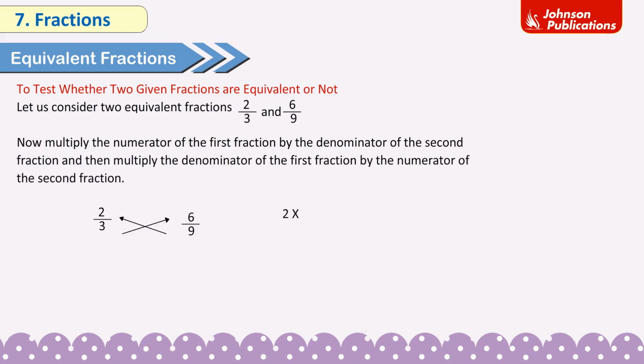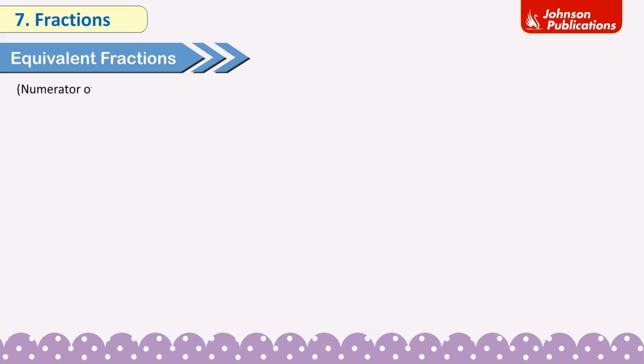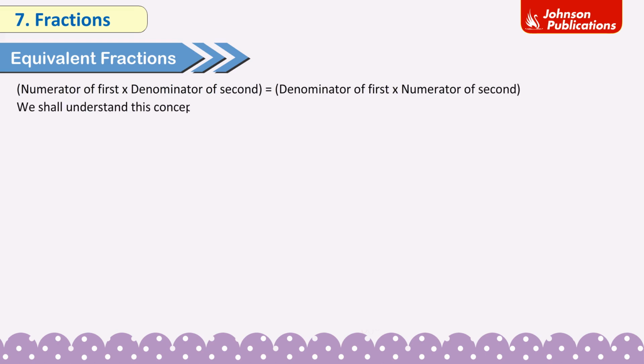2 multiplied by 9 is equal to 18. 3 multiplied by 6 is equal to 18. We find that the two cross products are equal. So we may conclude that two fractions are equivalent if the cross products are equal. So we have numerator of first multiplied by denominator of second is equal to denominator of first multiplied by numerator of second. We shall understand this concept clearly from the following examples.